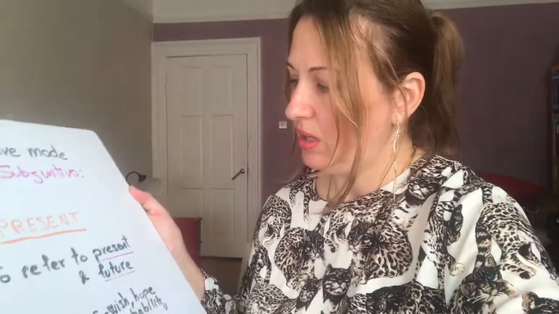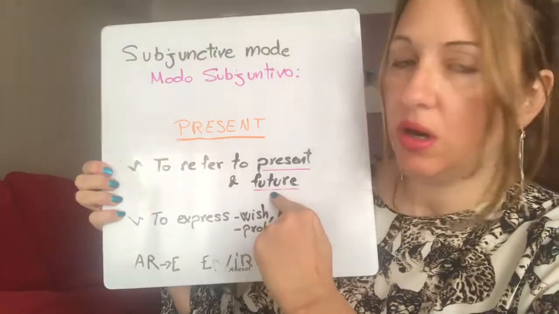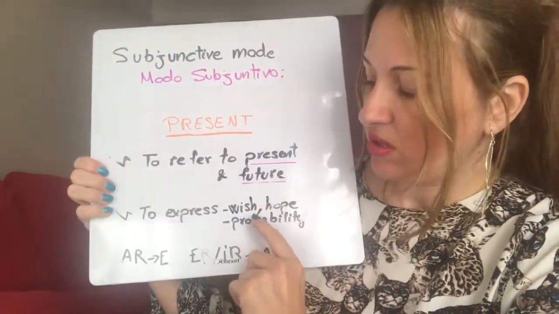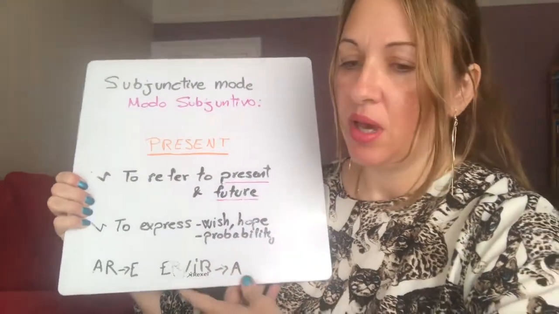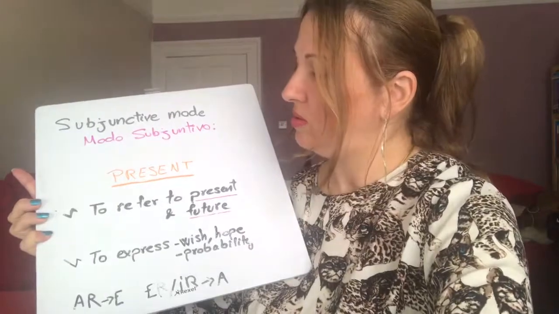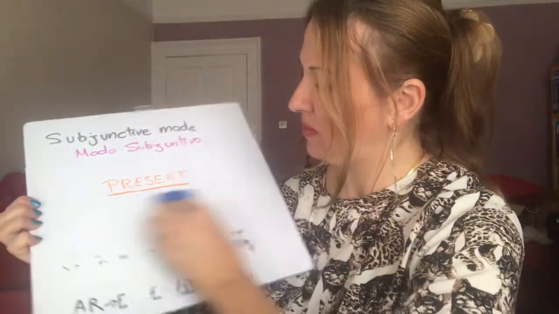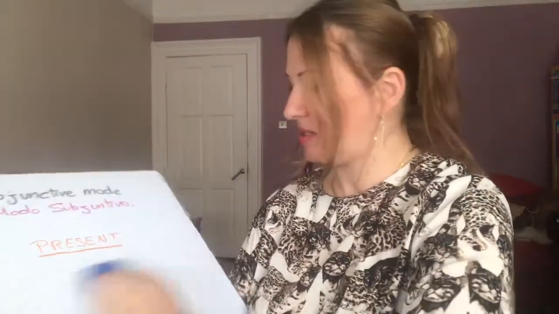Okay? So when do you use the subjunctive mode? You would use the subjunctive mode to refer to a present or future situation, to express wish, hope, probability. And I am going to show you some examples, okay? So just give me a moment, please.